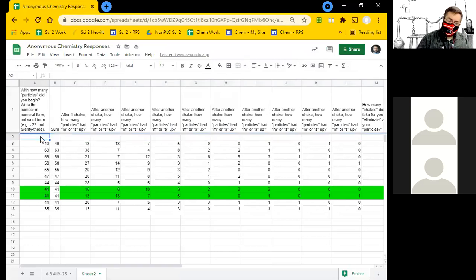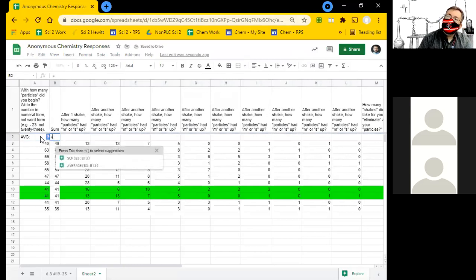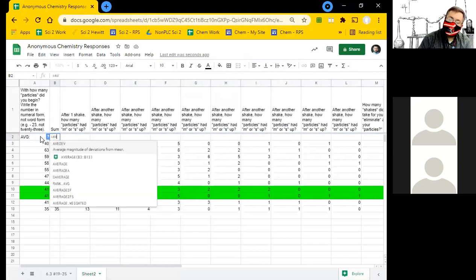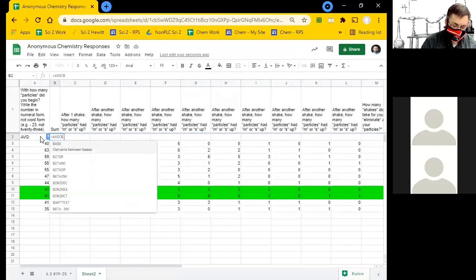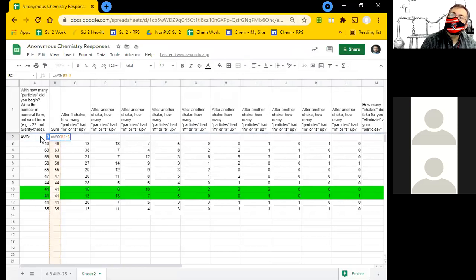All right, and then this is going to be the average, AVG. Okay, and so what I'm going to do is add up all of these. All right, average of B3 to B13. Hope this works. Nope. Okay. I'll do it the other way. Unknown function average. Oh, fine. All right, we'll do it the old way.